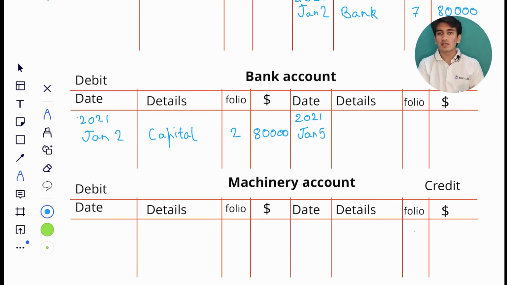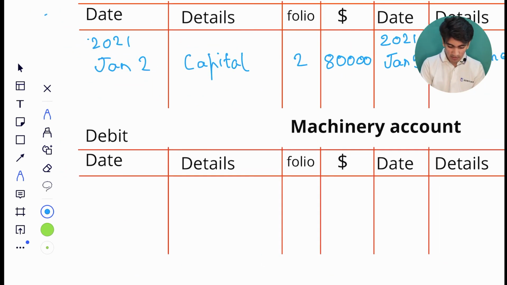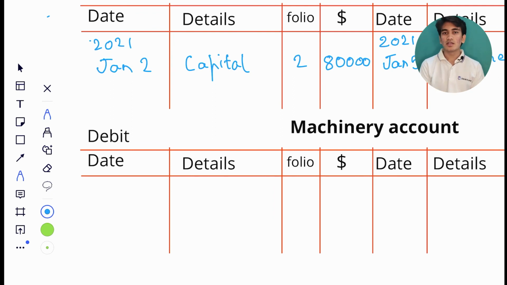Now which account is receiving? The machinery account. So let's write over here machinery. How much worth of machinery is the machinery account receiving? $15,000. And that's it. That's our transaction under the credit column of the bank account. Now let's go to the debit side of the machinery account. The machinery account is receiving, thus we are going to the debit side.